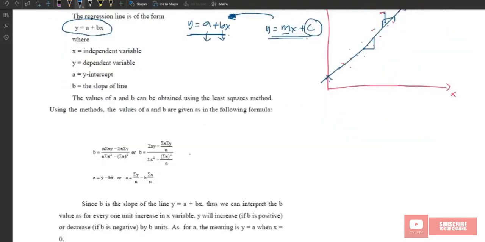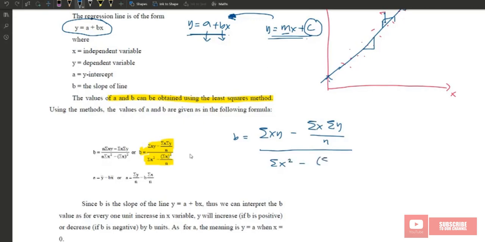So now the value of A and B can be obtained by using the least square method. The least square method is this formula. B is equal to summation of xy minus summation of x multiplied by summation of y, divided by n, all divided by summation of x square minus summation of x, squared, divided by n. So this is the formula for B, right?